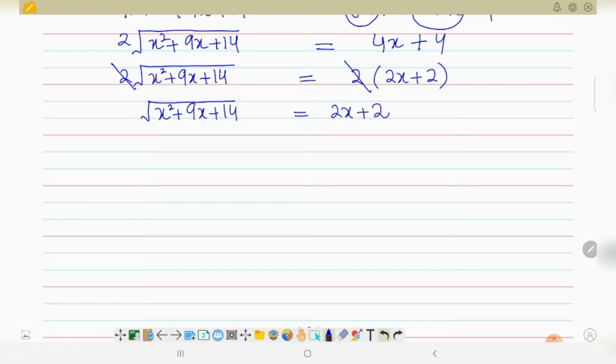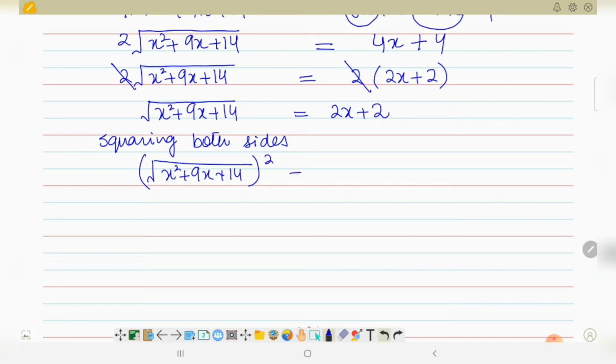Our radical sign has still not been removed, so again we will square both sides, squaring both sides so that the radical and the square get removed. Squaring both sides, we'll write it like this: x square plus 9x plus 14 whole square and 2x plus 2 whole square.